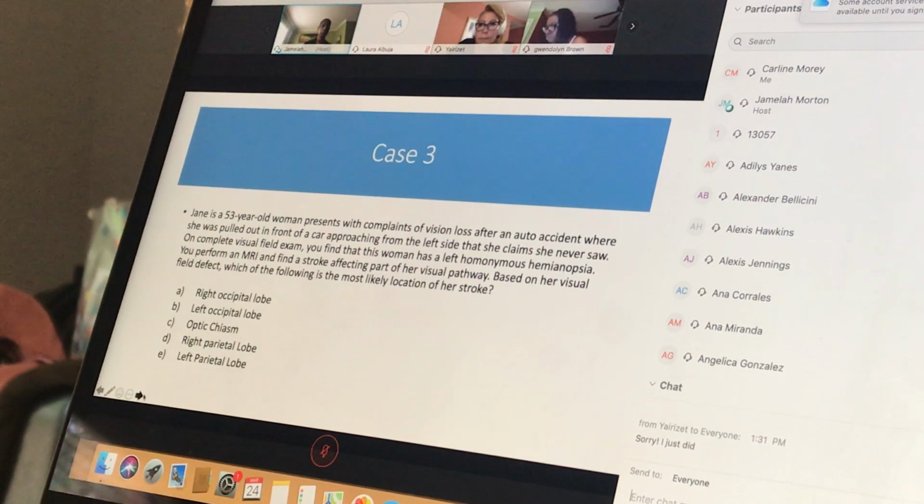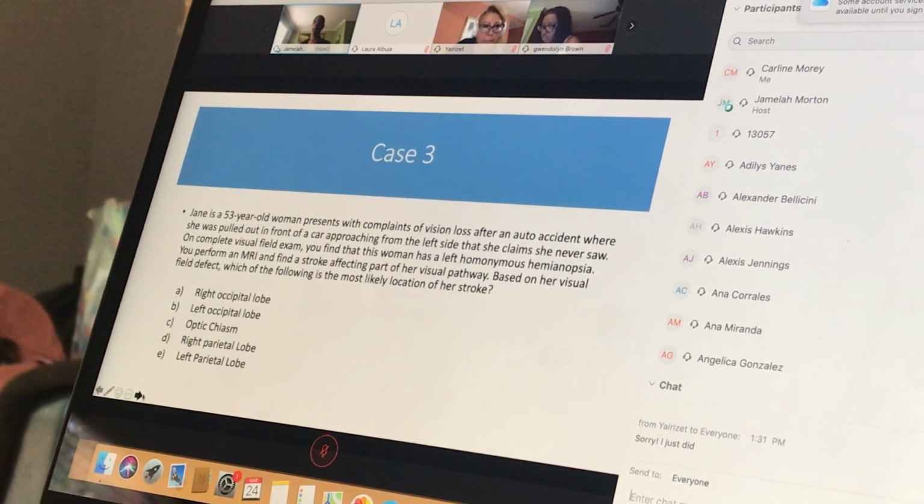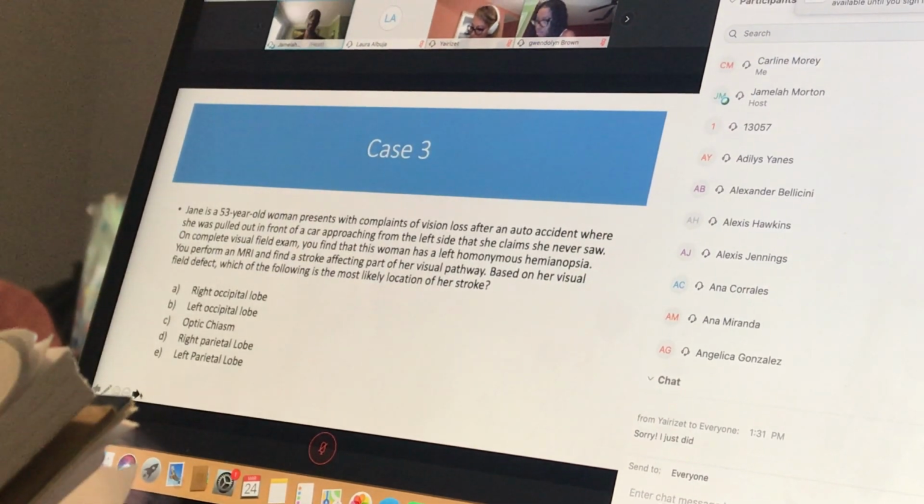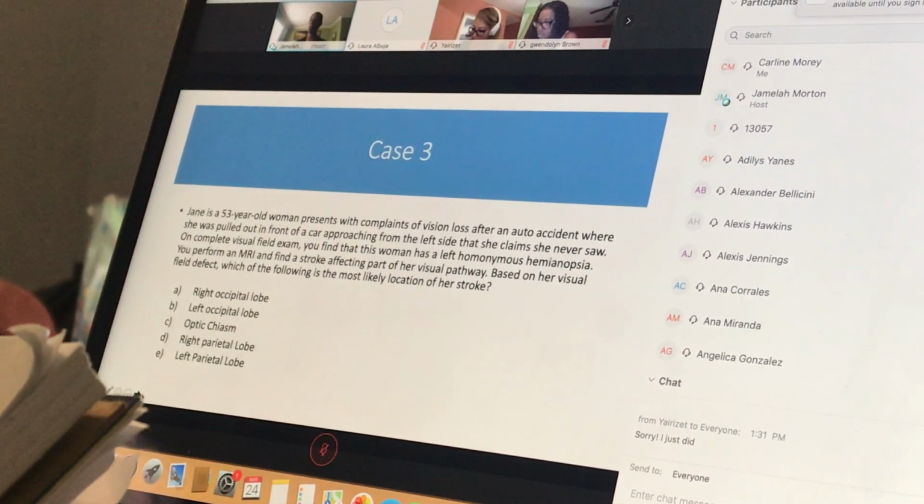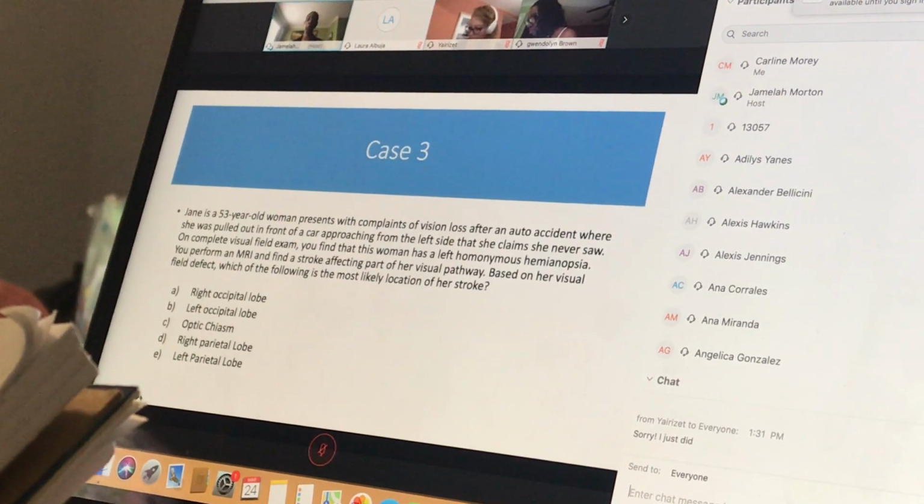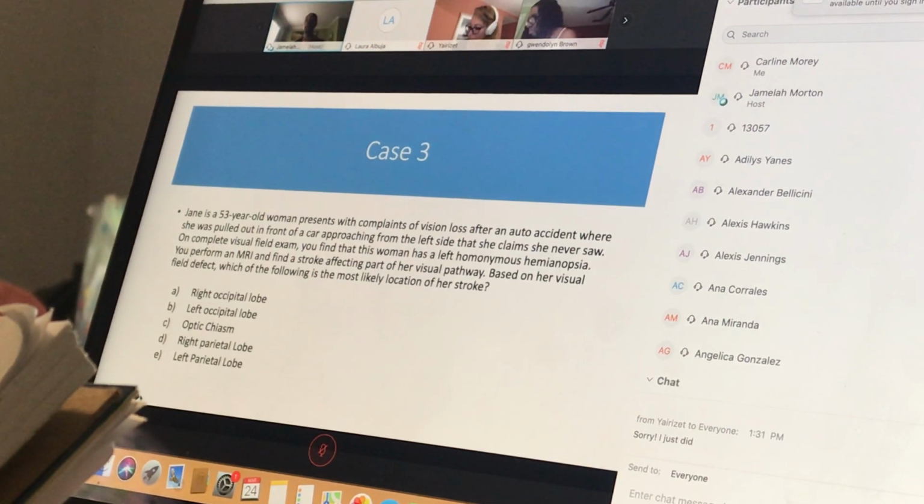Jane is a 53-year-old woman who presents with complaints of vision loss after an auto accident, where she pulled out in front of a car approaching from the left side that she claims she never saw. On complete visual field exam, you find that the woman has a left homogeneous hemianopsia. You perform an MRI and you find a stroke affecting part of her visual field. Based on her visual field defect, which of the following is the most likely location of her stroke?